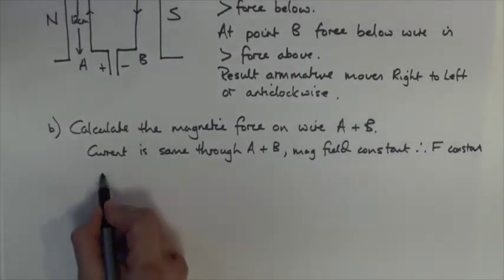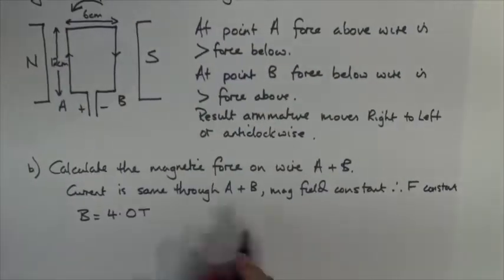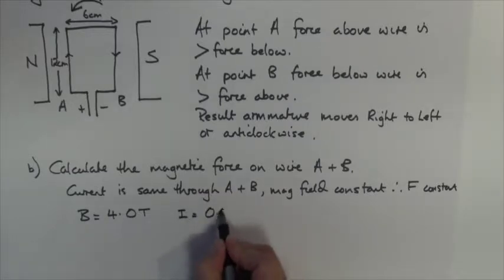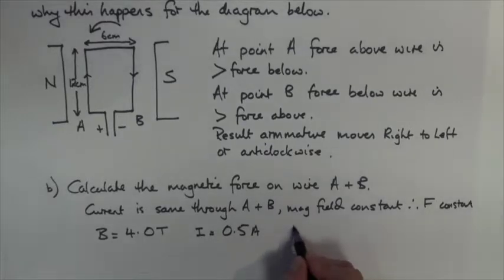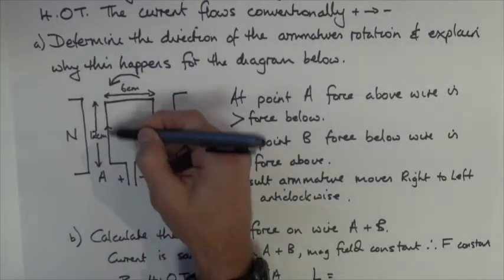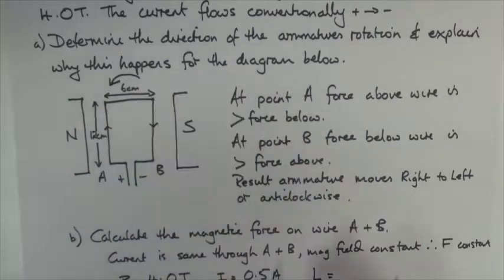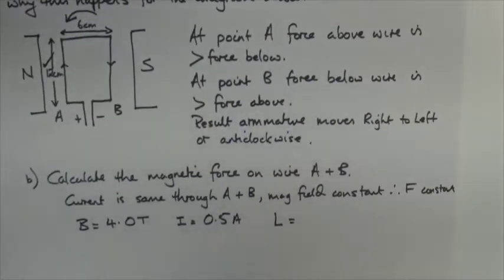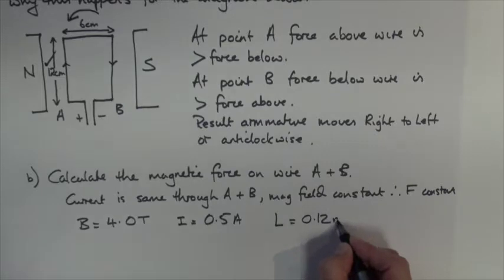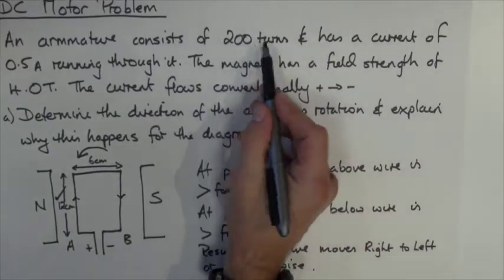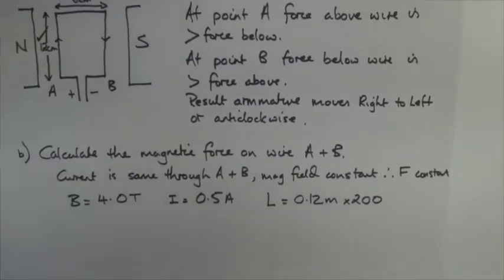Alright, so let's write down what we know. Well, we know that the field strength is 4 Tesla, and we've got that from the question. We know that the current is 0.5 amps, again from the question. We know the length of the wire which is in contact with the north and south is 12 centimeters. That 6 centimeters is running perpendicular, so it doesn't count. So we only use the 12 centimeters. And we have to convert it into meters, so it's 0.12 meters. However, that's not all the length because we've got 200 turns. So that means we've got 200 lots of 0.12 meters acting.